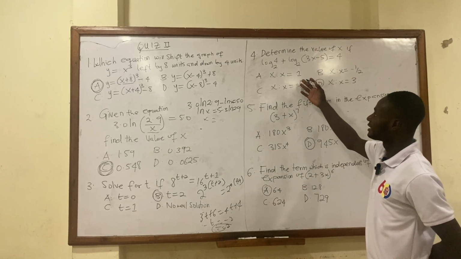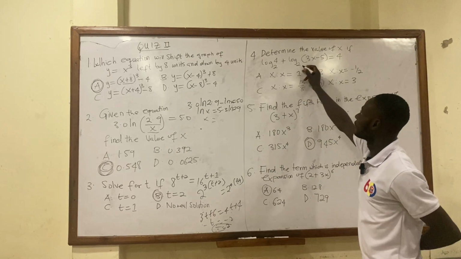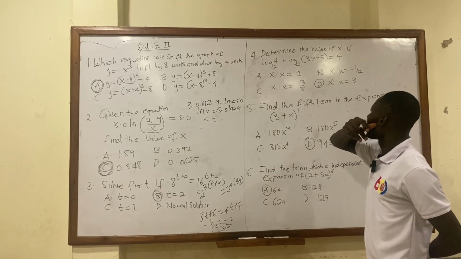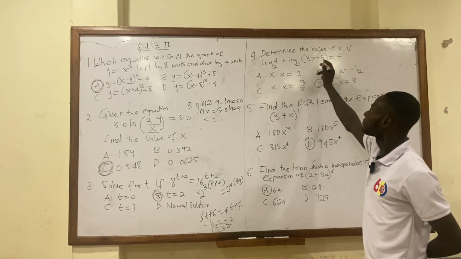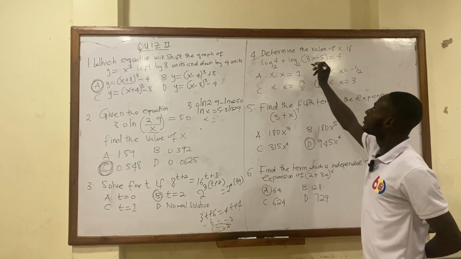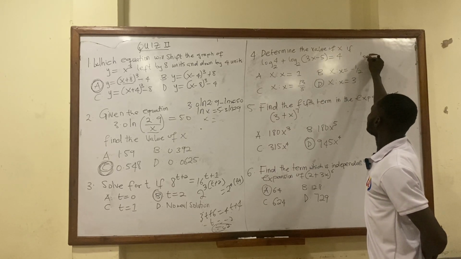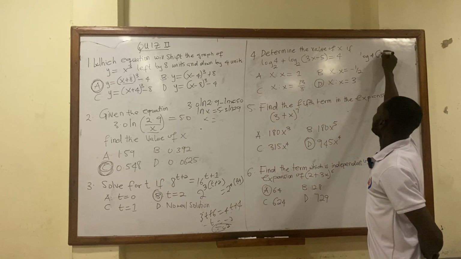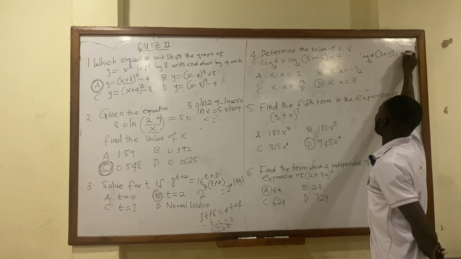So all we need to do is that this one too is a calculator, right? All right, so this in logarithm, you know that if they are adding, then it means you can multiply them. So we have log 4 times log 4 times 3x minus 5 base 2 is equal to 4.